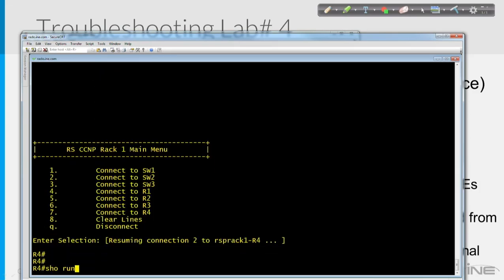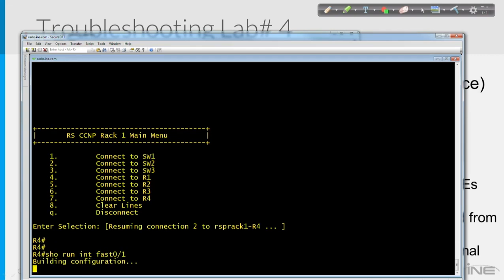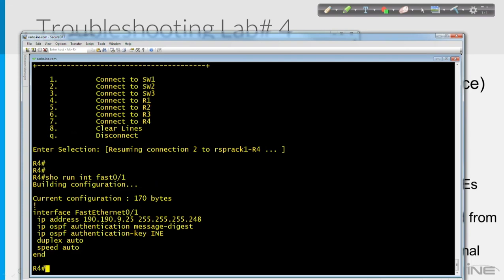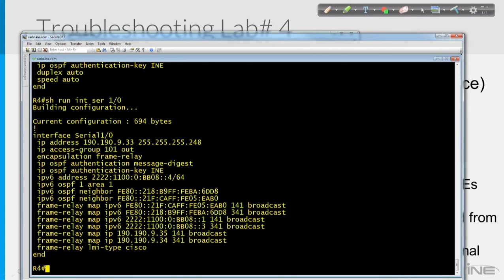Show run interface fast 0/1. Okay, I don't see any access list blocking traffic coming from router 2. Show run interface serial 1/0. Okay, we do have an outbound access group. So now we need to take a look at that access list and see if this could be the culprit. It might not be, but let's check it out.